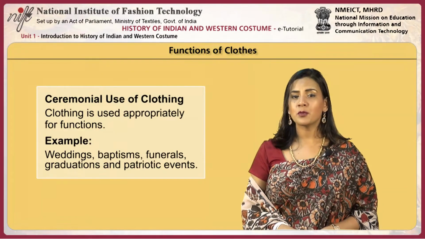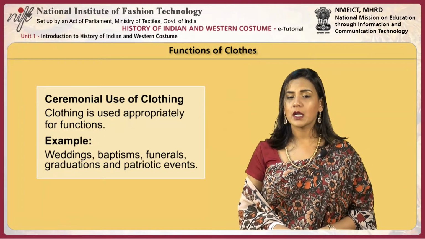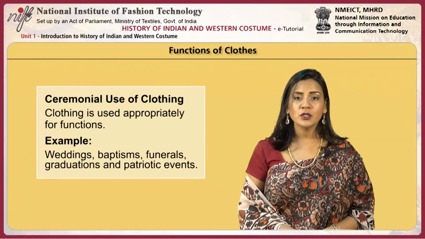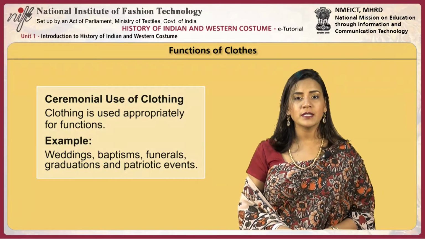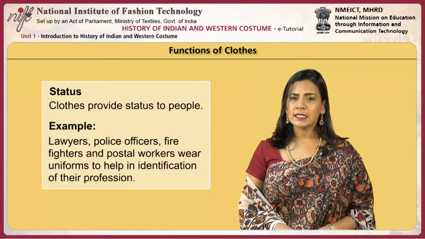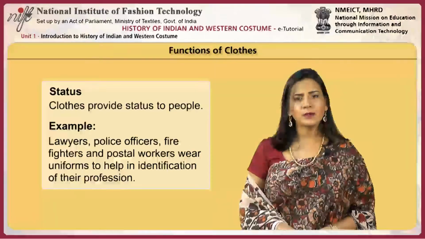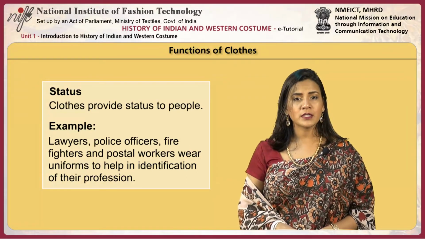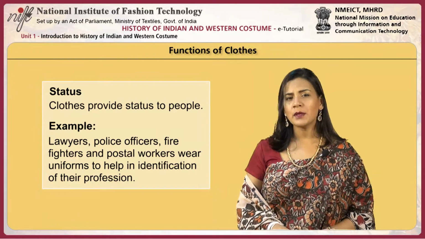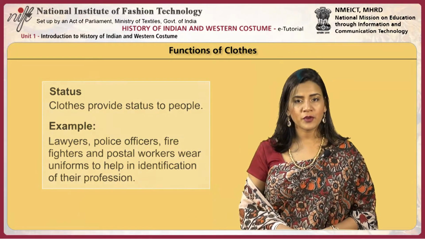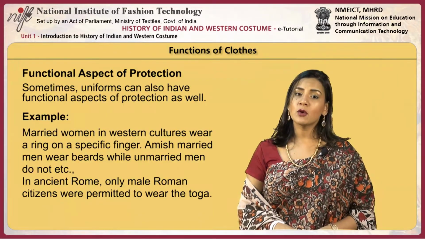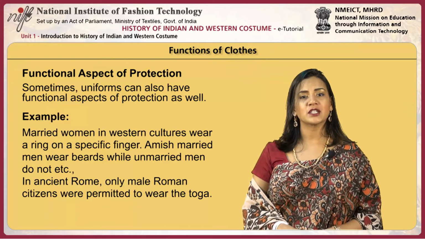Clothing is used appropriately for functions. For example, weddings, baptisms, funerals, graduations, and patriotic events. Clothes provide status to people. For example, lawyers, police officers, firefighters, and postal workers wear uniforms to help in identification of their profession. However, sometimes uniforms can also have functional aspects of protection as well.